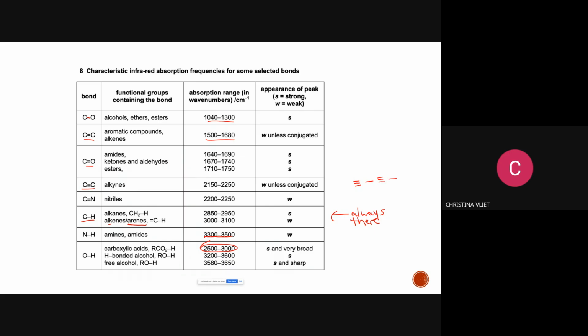This is an old data booklet, so I'm not even sure they talk about this anymore, but it's when you have that pi bonding delocalized system. So every other group has a pi bond. That's what conjugated means. Yes, you can scan through.